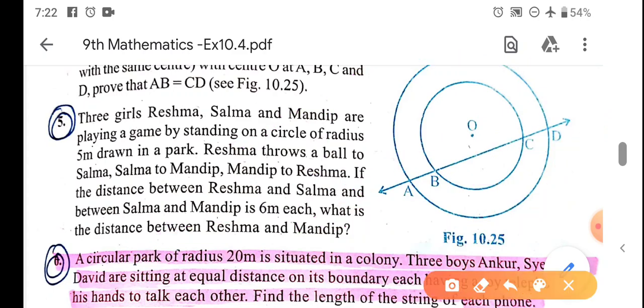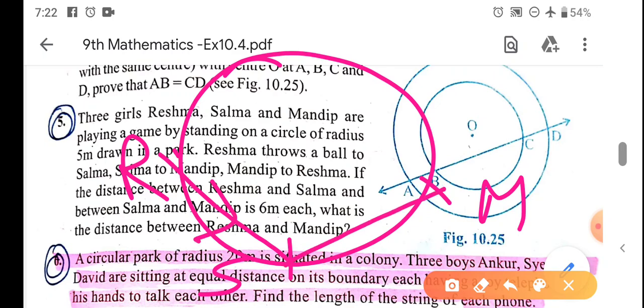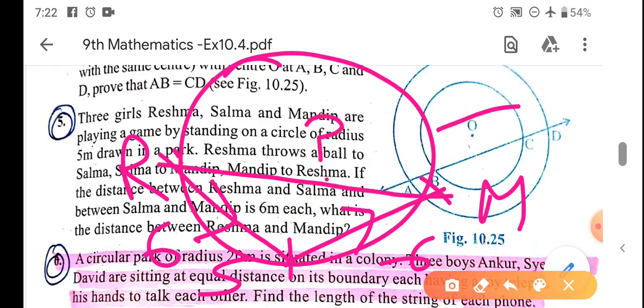Let us understand the diagram again. There are three girls: Reshma, Salma, Mandeep. Reshma throws the ball to Salma, Salma throws the ball to Mandeep, and the distance between them is 6 meter. You have to find the distance between Reshma and Mandeep. And this circle has a radius of 5 meter.